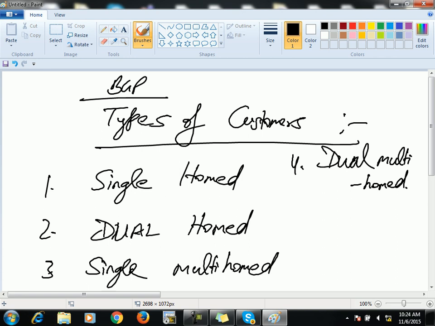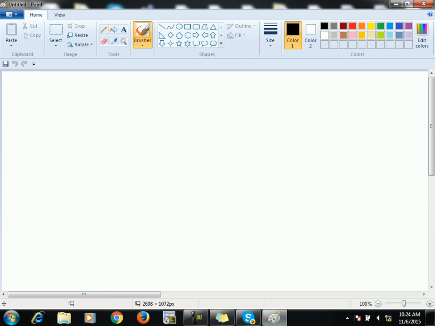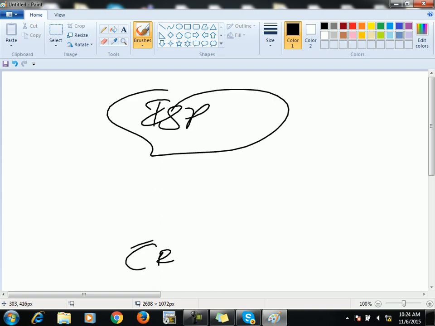So accordingly you have to decide whether to implement BGP or not, right? If you have single homed, what is the meaning of single homed? There will be one ISP and one customer edge router. So this is your single homed customer.